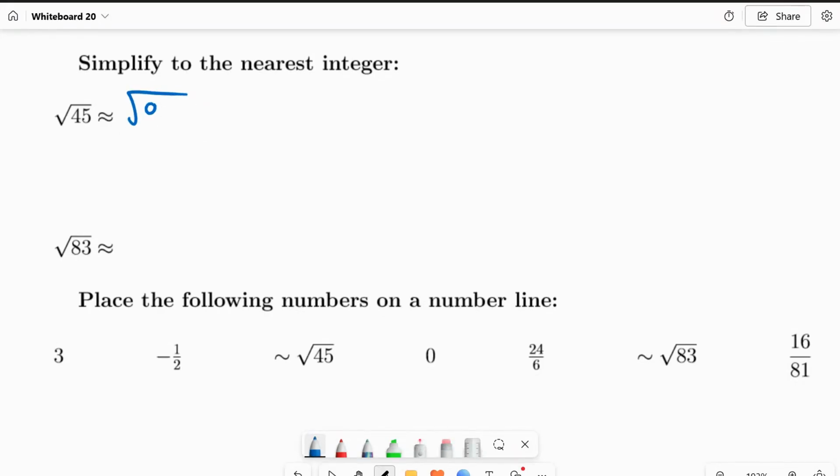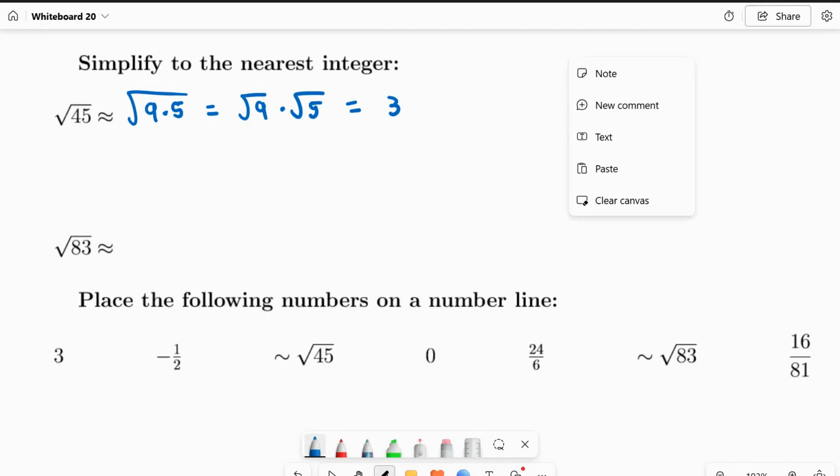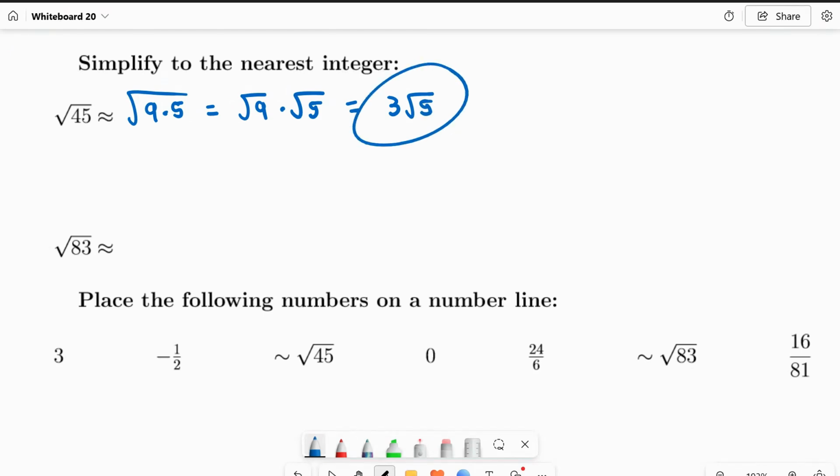So essentially, we are just breaking this up into 2 parts. From here, we can separate that radical to be the square root of 9 times the square root of 5. Well, luckily for us, 9 is a perfect square. So what number squared gives us 9? Well, that would be 3. But unfortunately, 5 is not a perfect square, so we would just leave it as the square root of 5. And that is how you would simplify that radical.